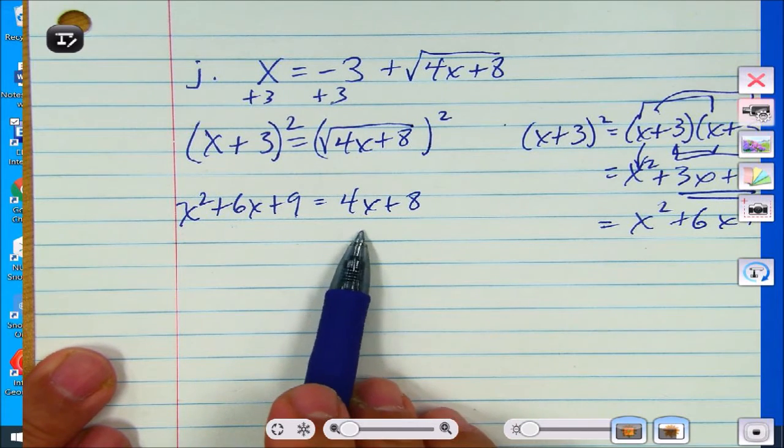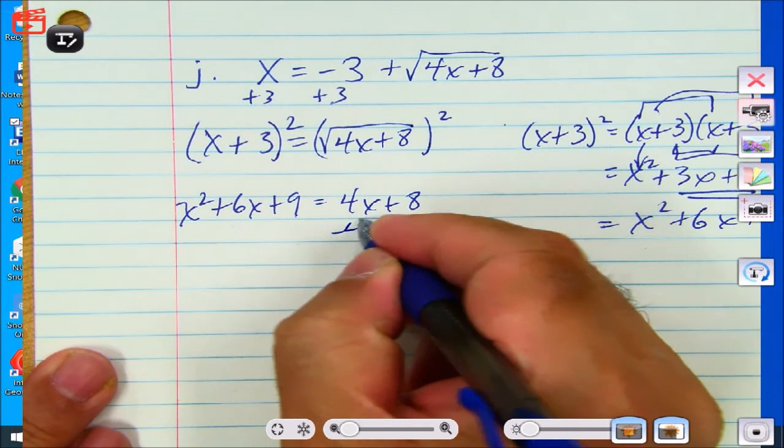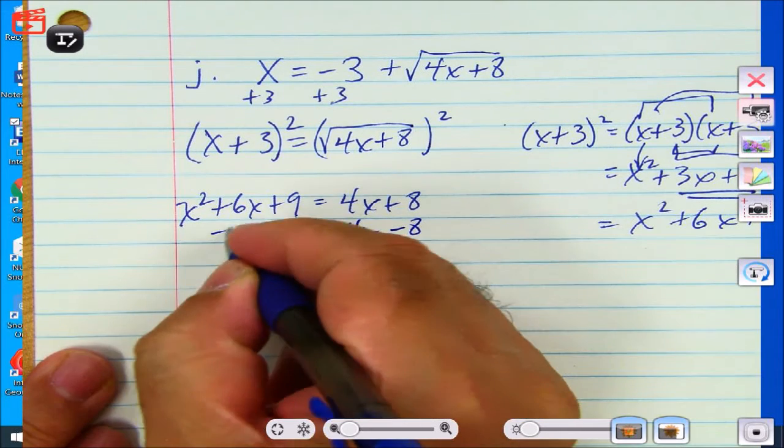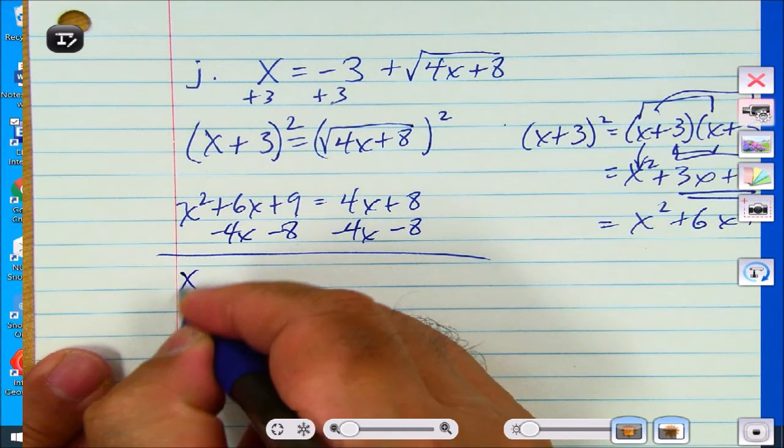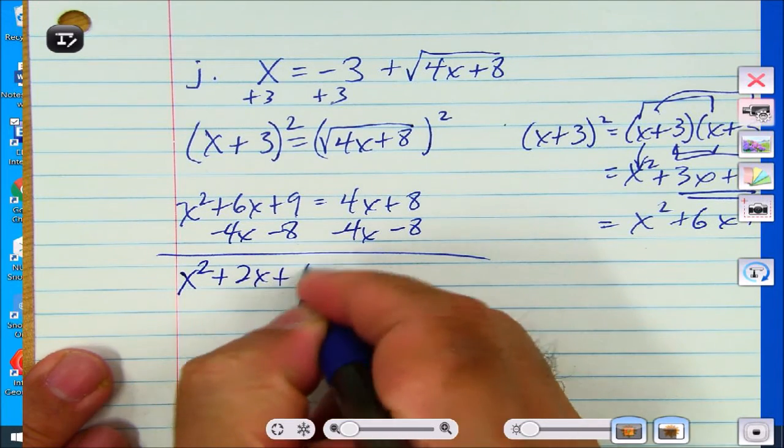Now, I'm going to move the 4x and the 8. So I'm going to subtract 4x and subtract 8. Subtract 4x, subtract 8. So that's going to be x squared plus 2x plus 1 equals 0.